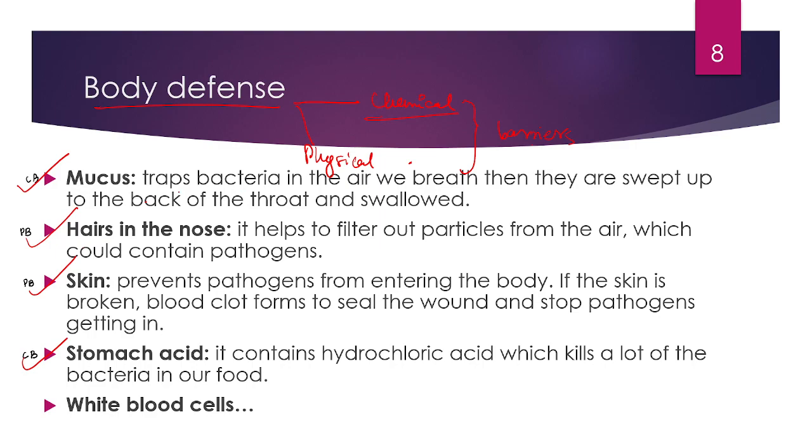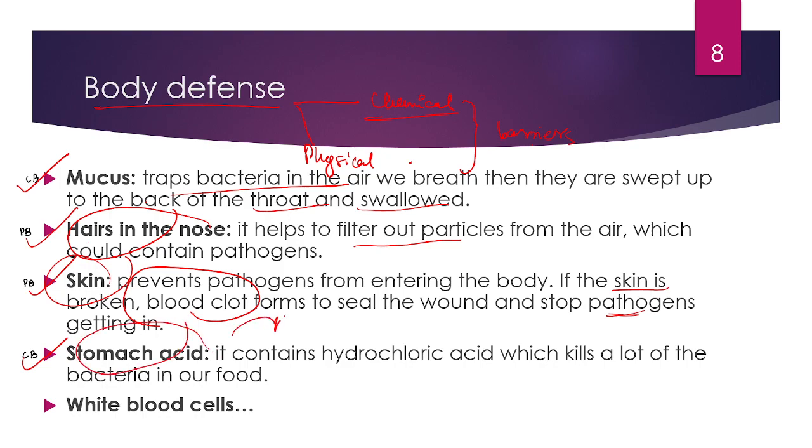Mucus traps bacteria in the air and sweeps it back to the throat, and then it gets swallowed. Hair in the nose helps filter out particles and also prevents pathogens from passing into the body. Skin prevents pathogens from entering the body. If the skin is cut or broken, the blood clots there to seal the wound and stop pathogens from entering. Stomach acid is hydrochloric acid, which has a pH of 2, which means it's very acidic and corrosive, and it kills a lot of bacteria in our food.